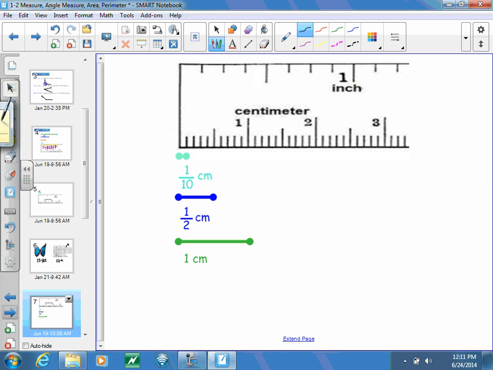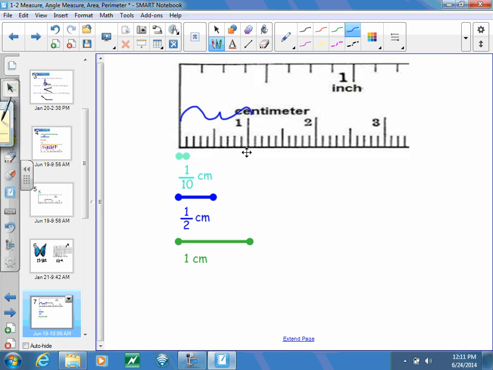Now, centimeters is a lot easier to work with, and I really wish we measured more things in the metric unit, but because we live here in the United States, we don't always do that. But with centimeters, 1 centimeter is broken up into 10 equal parts. And so here you've got 1/10, and then 2/10, 3/10, 4/10, 5/10, which is 1/2, 6, 7, 8, 9, 10.